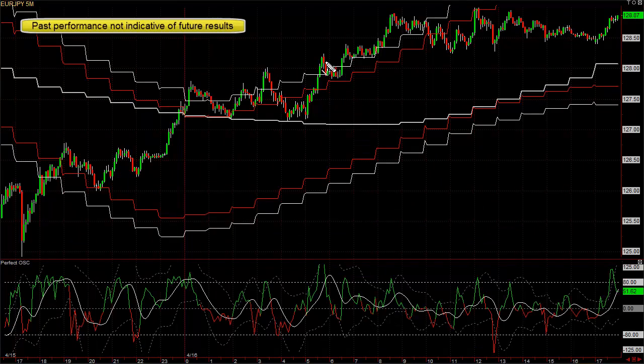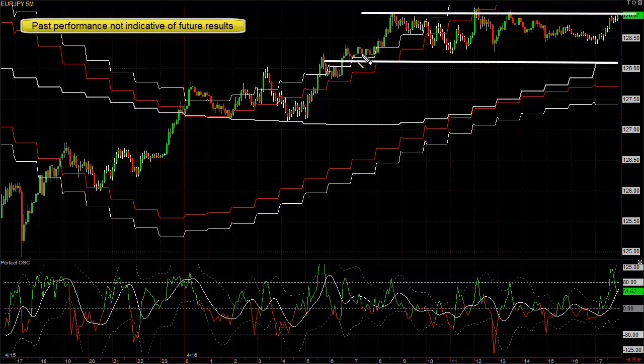Here's 630. Notice 128, 128.10. Where'd it go? 128.90. So, 80 pip move. And notice the hourly moving average. Above the hourly, it tends to go up.